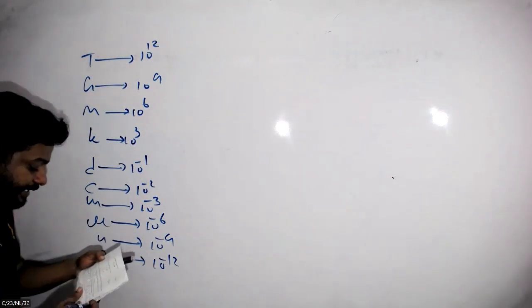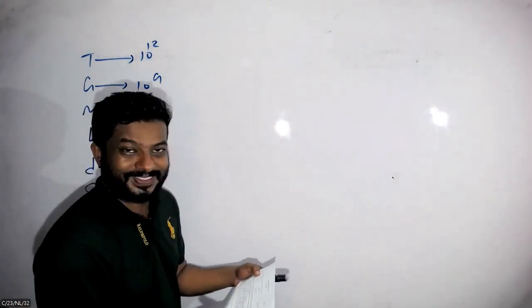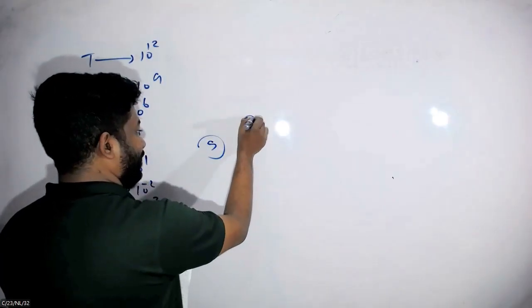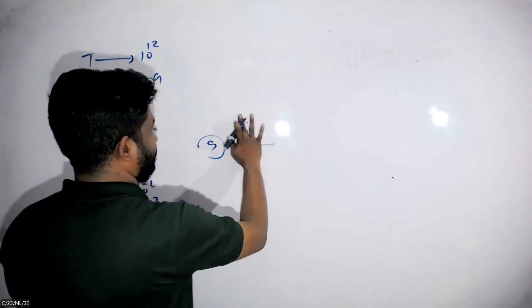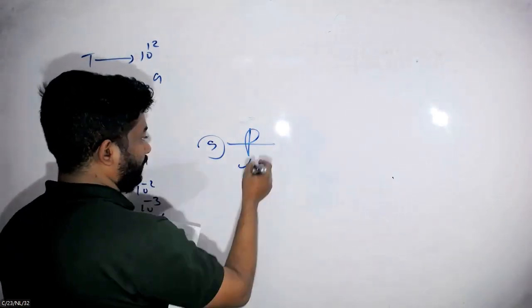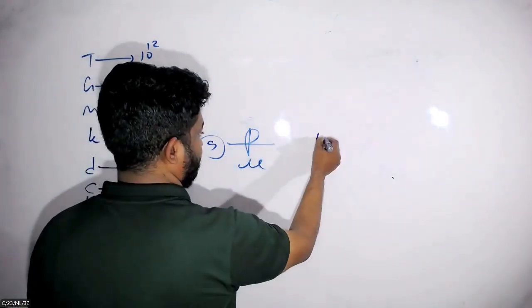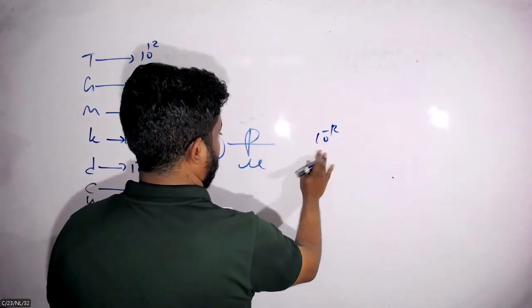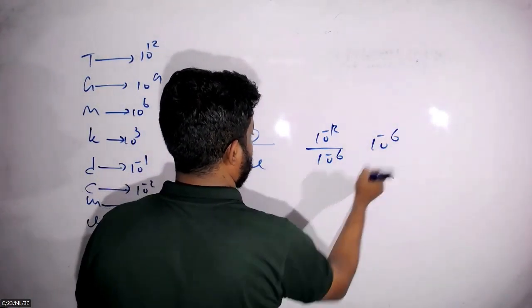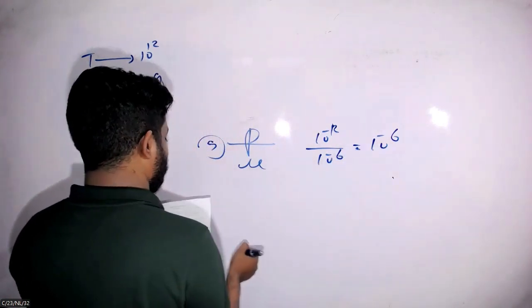Right? Now you can identify the answer as the fifth one, right? Look at the ratio in the fifth one. Pico over micro. Pico 10 to the power minus 12. Micro 10 to the power minus 6. Then the answer is 10 to the power minus 6. Ratio is 10 to the power minus 6.